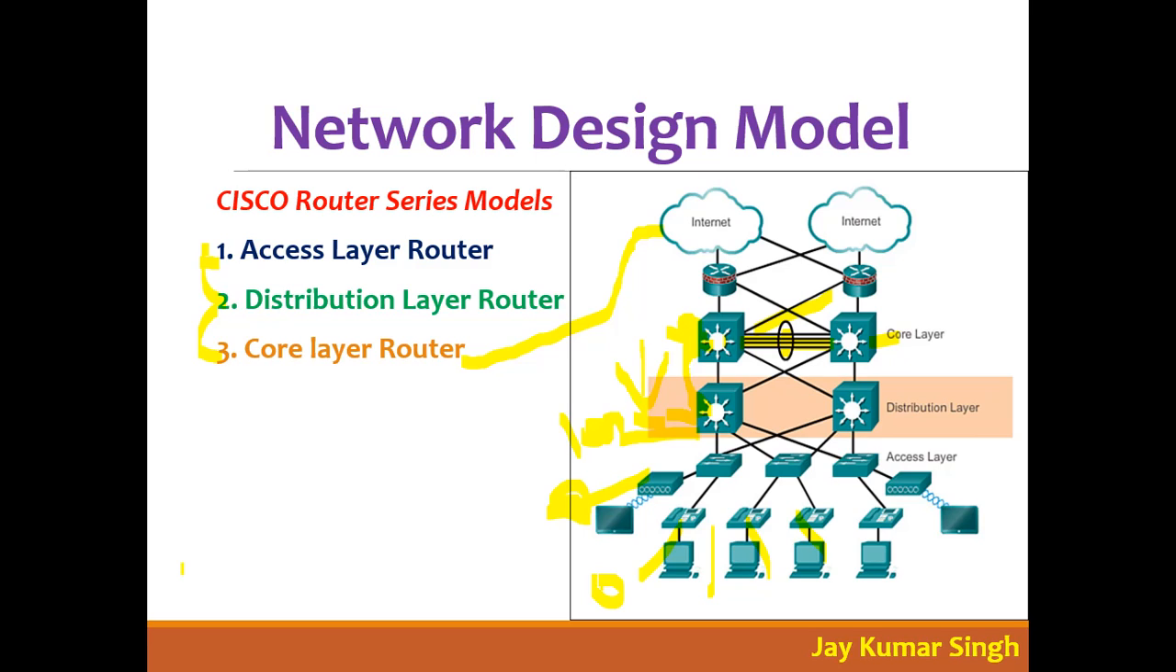Okay, simple. Now see this. When I transfer to the internet, the data comes back from the internet. My core layer router will receive it, and then after receiving, it will give it to the core layer switch. Then the core layer switch will forward the data to the distribution layer, and then the distribution layer will distribute the data according to the access layer end users.